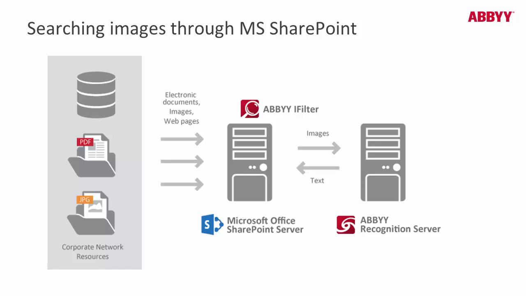Each ABBYY iFilter receives image documents from a corresponding SharePoint crawler and passes them to the Recognition Server. ABBYY Recognition Server in the background performs high-quality OCR on the images and sends the recognized text back to the iFilter. The Microsoft search engine accepts the document contents from ABBYY iFilter and builds an index. The image then becomes discoverable via full search.